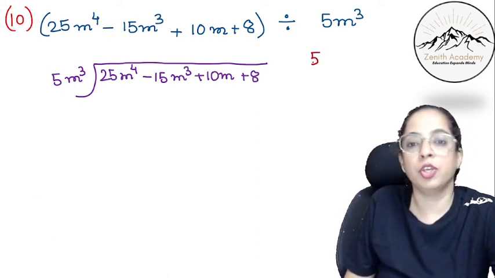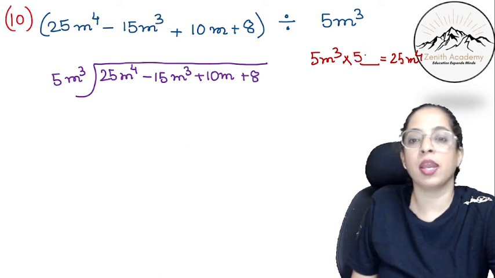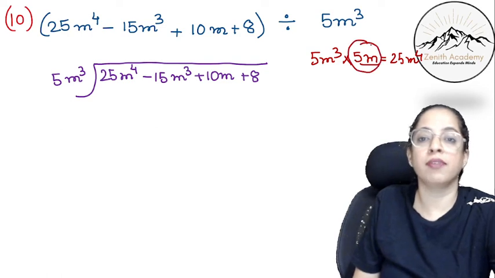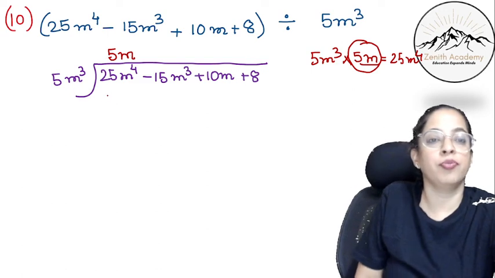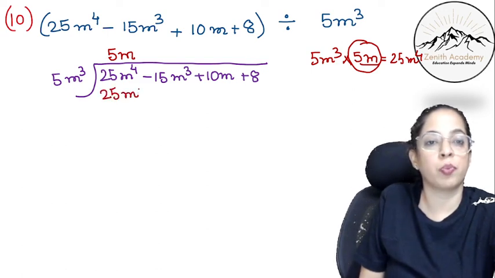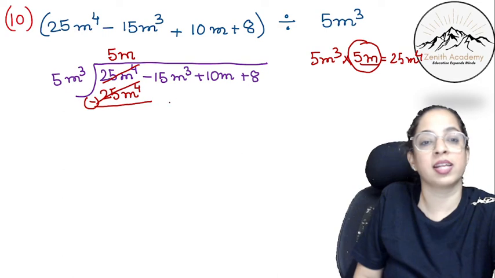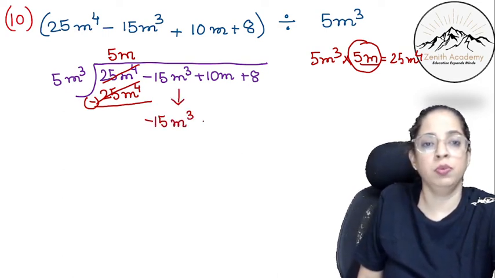So 5m cube into what will give you 25m raised to power 4? 5 into 5 is 25. M cube into m will give you m raised to power 4. So we have got 5m. So we will write 5m here. So 5m cube into 5m will give you 25m raised to power 4. Now since we have to subtract, positive 25m raised to power 4 and negative gets cancelled and you have to copy this down. Minus 15m cube plus 10m plus 8.